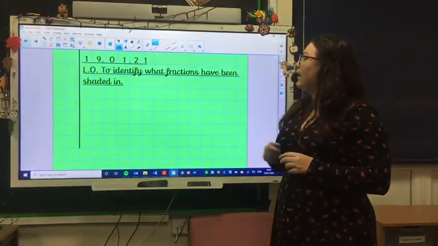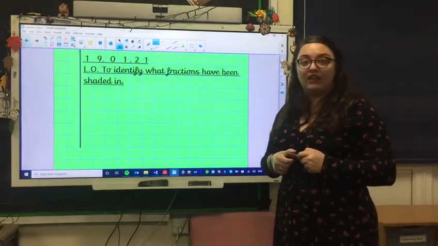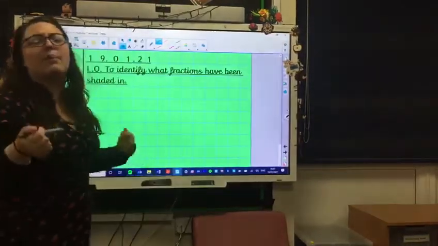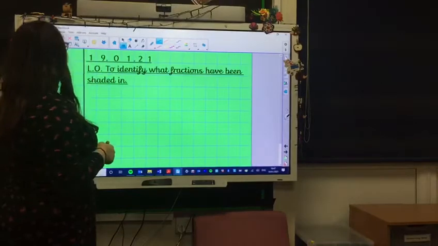So today we're going to be looking at identifying what fractions have been shaded in. Now you'll have done fractions since you're in Key Stage 1, so hopefully this will just remind you about stuff you've already done.